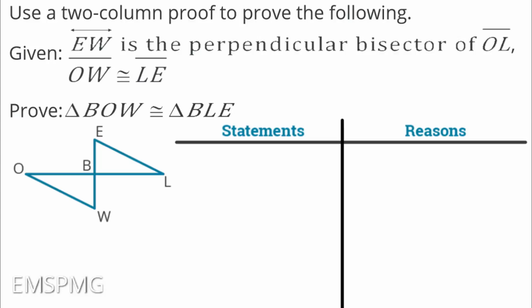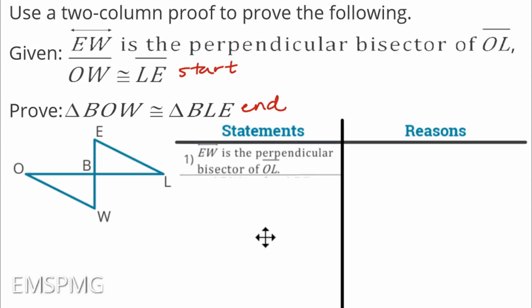Just like normal, we are going to start with our given information. We need to start somewhere in our proof, and again, the proof statement is always where we end. This is the final answer. So for statement number one, just go ahead and use that very first statement that was told to us. We know that EW is the perpendicular bisector of OL, and again, remember the reason is because it was provided, or given information.